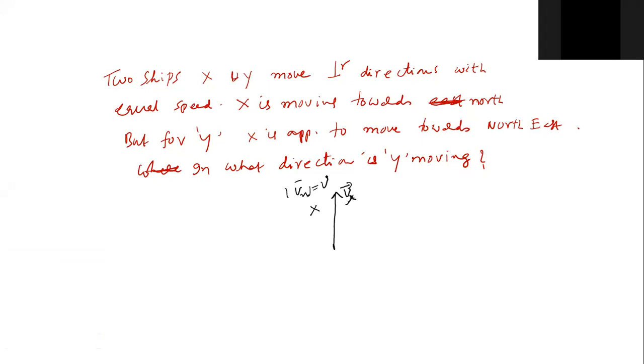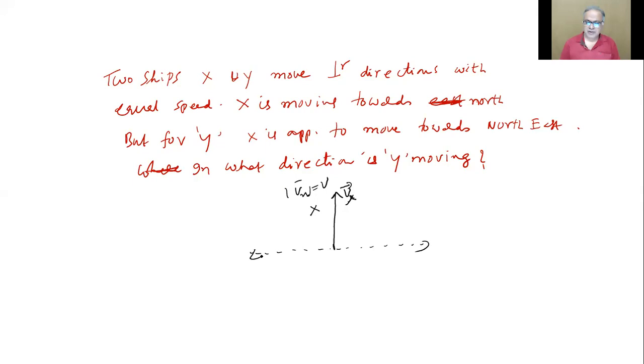Then both ships are moving at 90 degrees. So the other ship, Y, should move either this way or that way, to the west or east. So that's why I was not accepting the answer, because only two answers are there, no? So I don't want you to give the answer by choosing one of the two without much thought. Come on now.